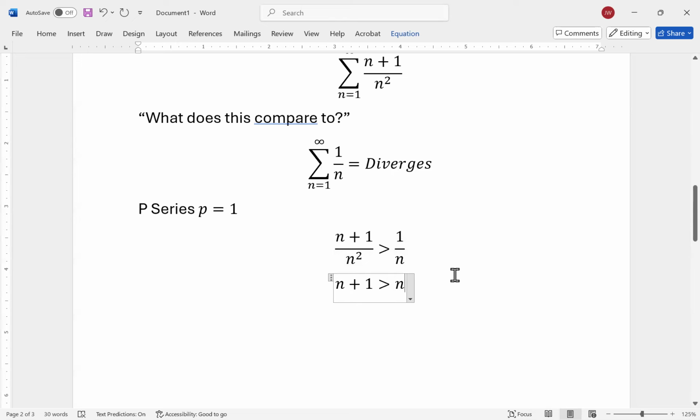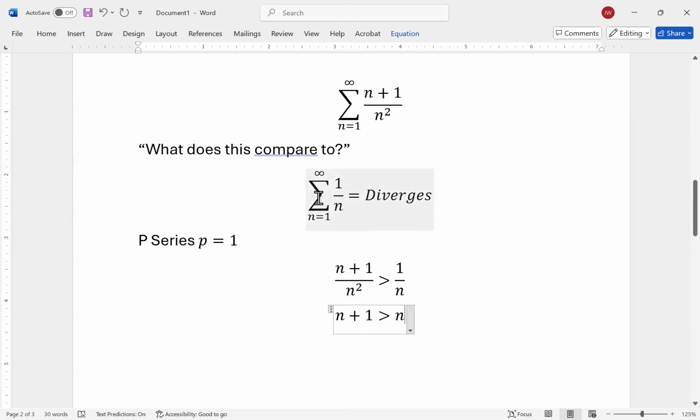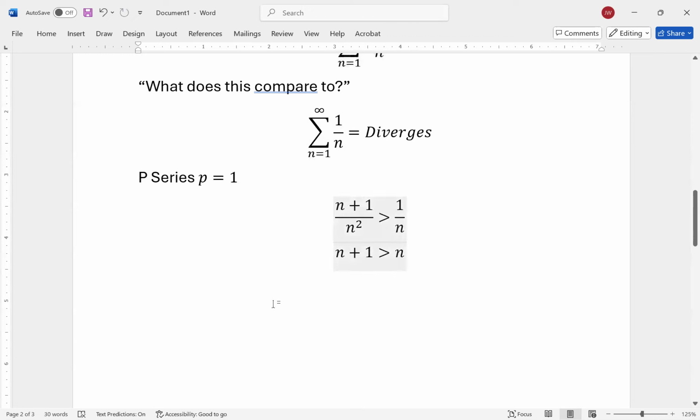Always. So that means I have an infinite series with smaller numbers which diverges. Therefore, the infinite series where I'm summing up bigger numbers also is going to have to diverge. So that one also diverges because of the direct comparison test.